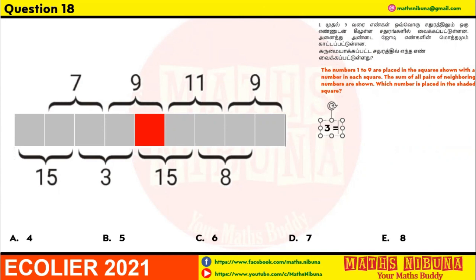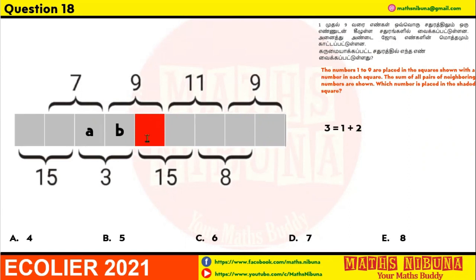To get a 3, we can do 1 plus 2. Correct. There are no other choices. 3 plus 0 cannot, because our numbers start from 1 until 9. So you can only do 1 plus 2. The other sums are not possible. That means to get this 3, let's say I put A here and B here. So A plus B must be 3, so 3 is equal to 1 plus 2.